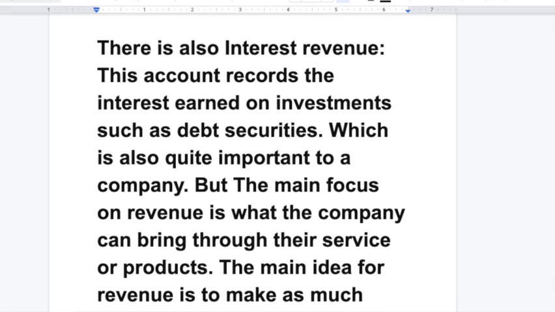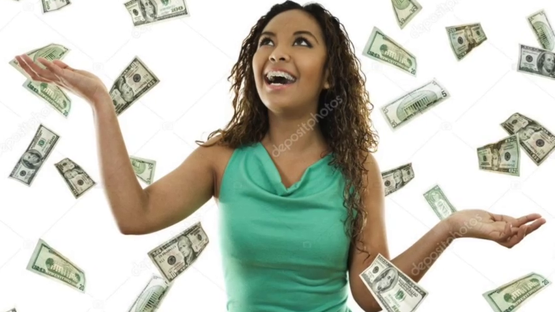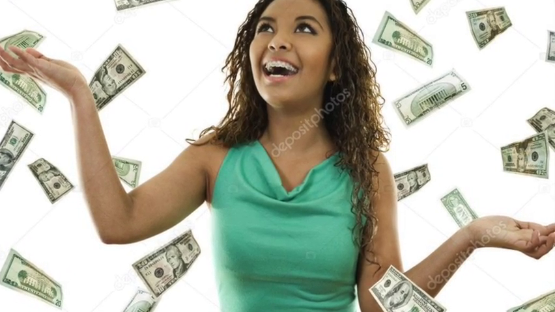There's also interest revenue. This account records the interest earned on investments such as debt securities, which is also quite important to the company. But the main focus on revenue is what the company can bring through their service or products. The main idea for revenue is to make as much money for as little cost as possible.